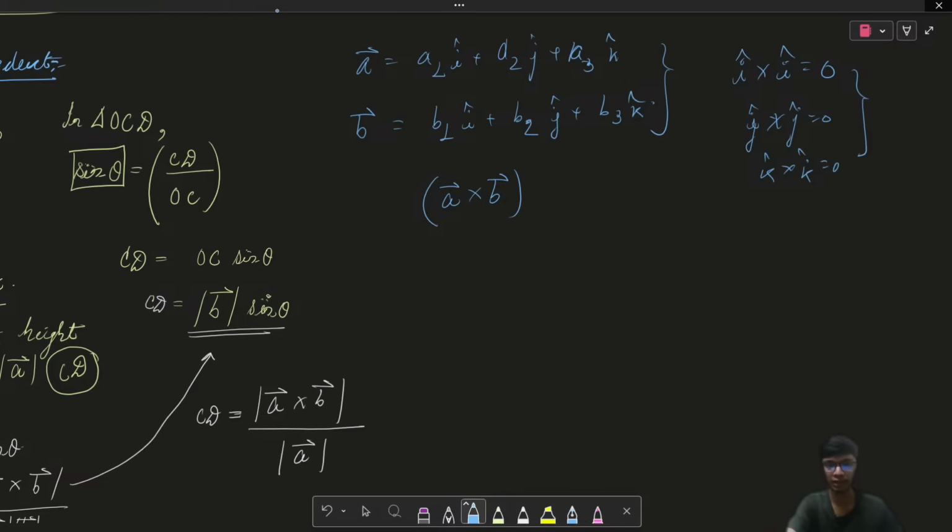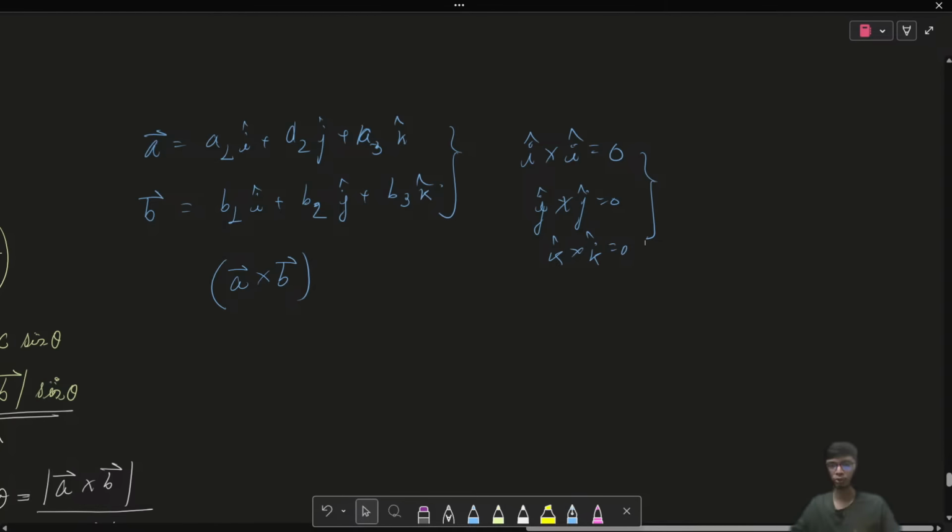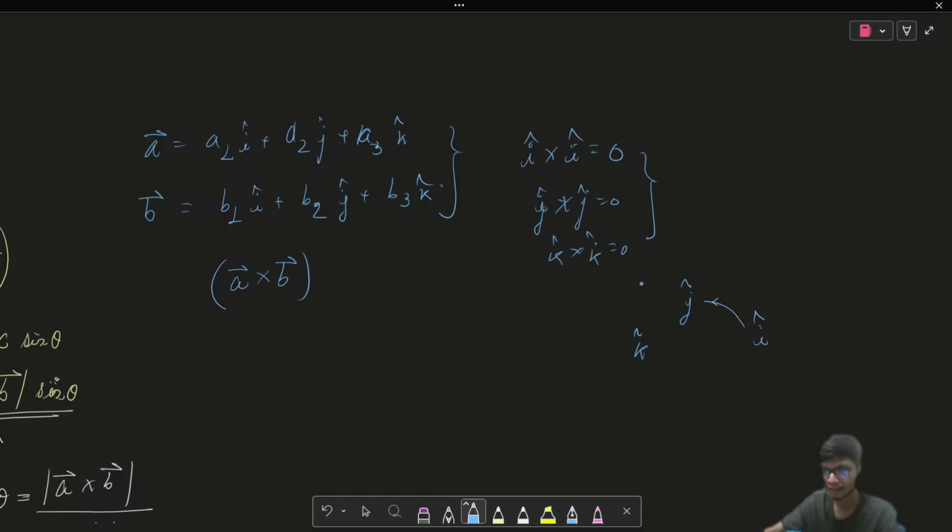However, there is a rule. It is not really a rule, we are just using the right hand thumb rule. So whenever we do the cross product of i cross j, the result is k. Similarly, when we do j cross k, the result is i, and when we do k cross i, the result is j. So this is how you have to remember the expressions, because we are following the right hand rule.